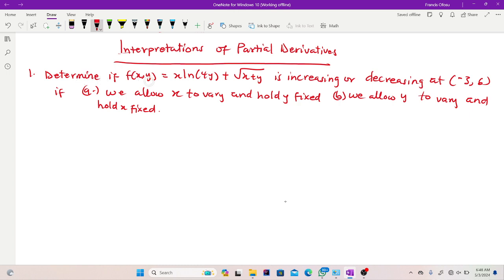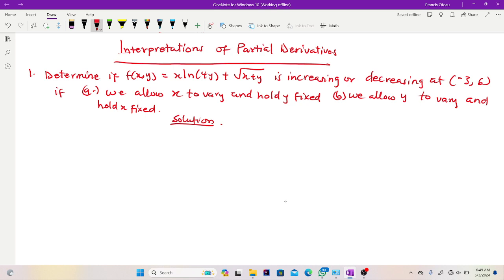Determine if f of x, y, which is equal to x natural log of 4y plus the square root of x plus y, is increasing or decreasing at (-3, 6), if we allow x to vary and hold y fixed, and if we allow y to vary and hold x fixed. So what is this question trying to imply? It just wants you to find the partial derivative with respect to x, then you put the point inside, and also you find the partial derivative with respect to y, then you put the point inside.